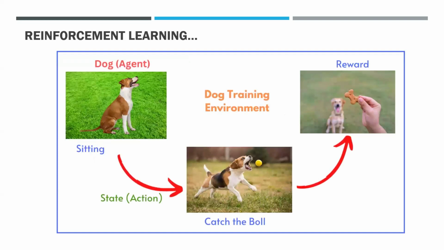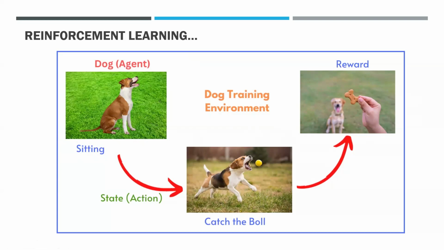Now let us apply the concept of reinforcement learning to a dog. Normally we have the habit of training the dog, which is our pet at home. So we will consider this dog to be an agent in this case. Okay. So right now, if you see, this dog is sitting over here. Okay. And what you want is, whenever you throw a ball, the dog has to catch the ball. That is the training that you want to apply to this dog.